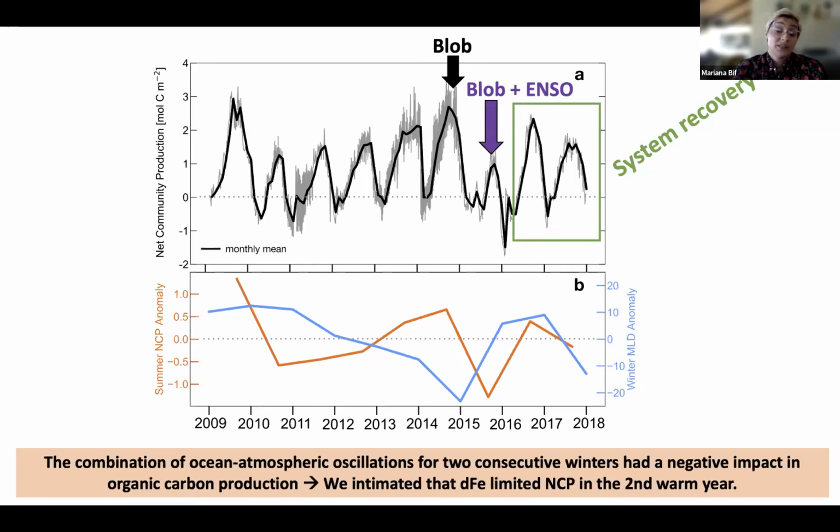the dissolved iron. So we intimated that dissolved iron limited NCP in the second warm year, and really in the first warm year, maybe the phytoplankton was highly recycling the iron that was already at surface, but then a prolonged marine heat wave would really not give a chance for phytoplankton to have any more iron available for them in the surface. Well, we didn't have iron data, and it was actually my dream to have iron data.